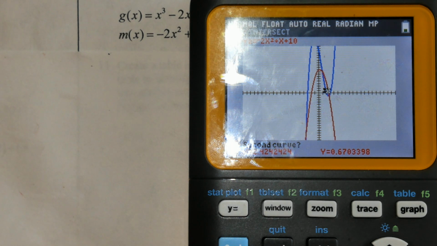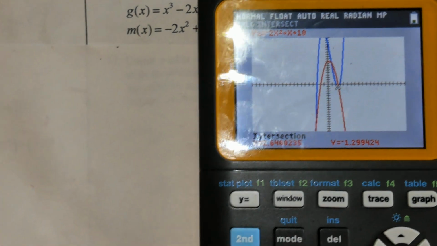I'm going to get it close to the intersection point. Press enter, and now it says guess. Go over the top of where they intersect. Press enter, and this is the first answer.